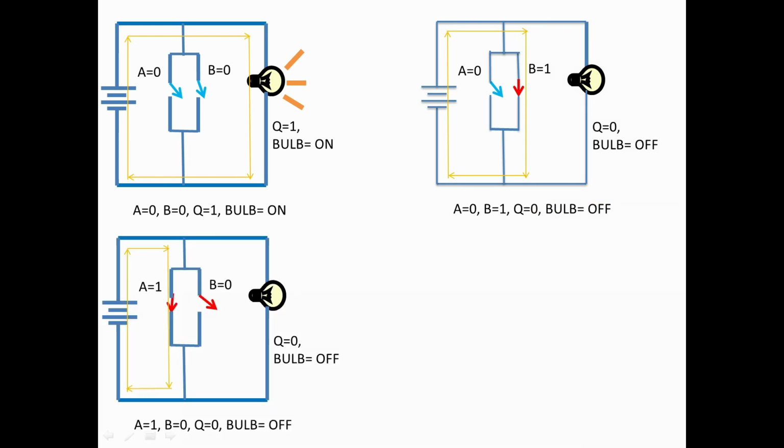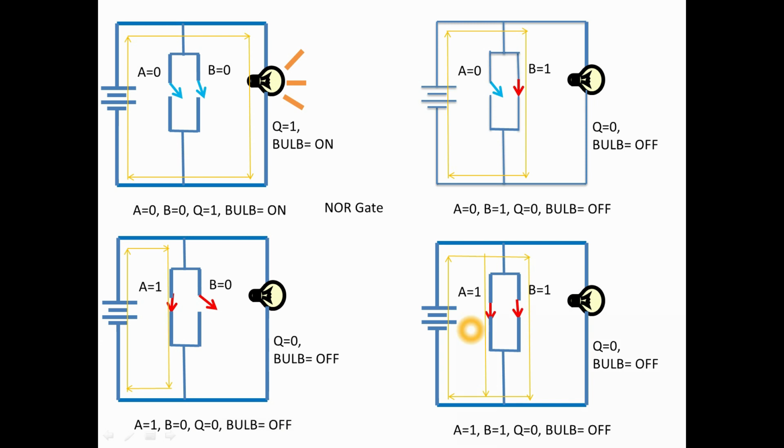When A is equal to 1 and B is equal to 0, that switch is on, that switch is closed, then the current flows through the switch and there is no current flow through the bulb, then the bulb is in off state, that is the output is logic 0. When A equal to 1 and B equal to 1, these two switches are on, the two switches are closed, then there is a closed path for the current to flow through these two switches, and there is no current flow through the bulb, then Q is equal to 0 or the bulb is in off state. When A is equal to 1 and B is equal to 1, Q is equal to 0, bulb is in off state.